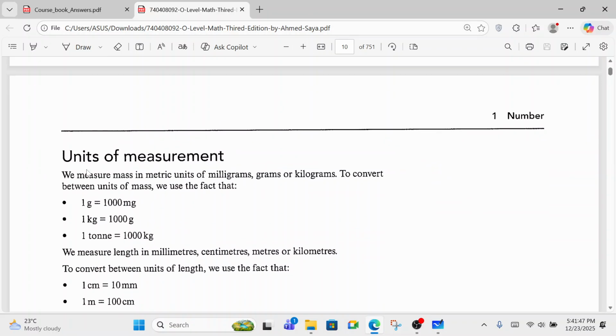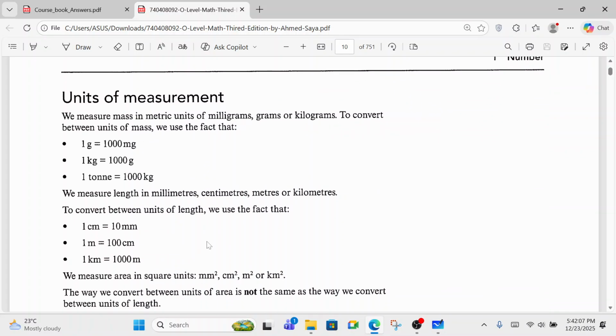Units of measurements. We measure mass in metric units of milligrams, grams, or kilograms. To convert between units of mass, we use the fact that 1 gram equals 1000 milligrams, 1 kilogram equals 1000 grams, 1 ton equals 1000 kilograms. We measure length in millimeters, centimeters, meters, or kilometers. To convert between units of length, we use the fact that 1 centimeter equals 10 millimeters, 1 meter equals 100 centimeters, and 1 kilometer equals 1000 meters.